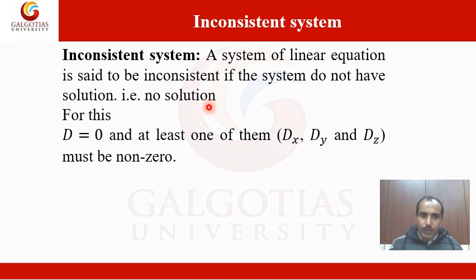For this, the determinant of the coefficients of the variables x and y must be zero, and at least one of the determinants Dx, Dy and Dz must be non-zero. That is, the condition for an inconsistent system is that the determinant of the coefficients of the variables must be 0 and at least one of the others must be non-zero.